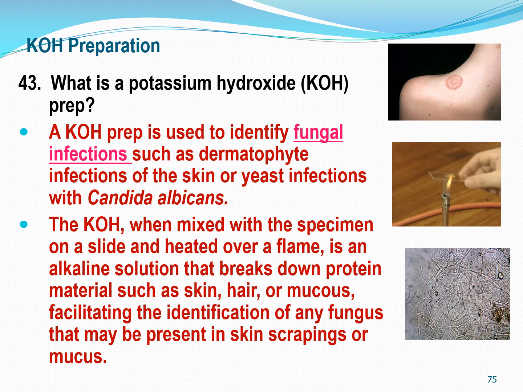Okay, now let's talk about the KOH prep. What is a potassium hydroxide prep? A KOH prep is used to identify fungal infections. These are infections of the skin or yeast infections with Candida albicans. The KOH, when mixed with the specimen on a slide and heated over a flame, is an alkaline solution that breaks down protein material such as skin, hair, or mucus, facilitating the identification of any fungus that may be present in the skin scraping or mucus.